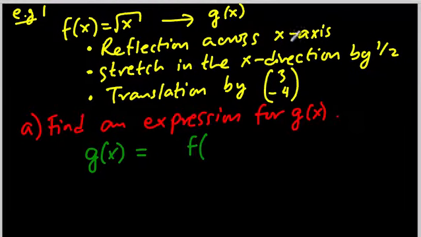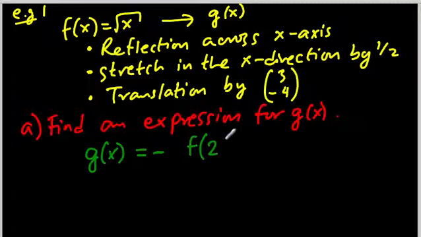So since it's a reflection across the x-axis, we know that there's a negative outside of f. So because it's going to affect the y's, so it's outside of f. Then what we see is a stretch in the x direction by 1/2. Since it's a stretch in the x direction, we know it's going to be inside of f, and since it's by 1/2, we have to do the reciprocal value, so it's going to be 2.